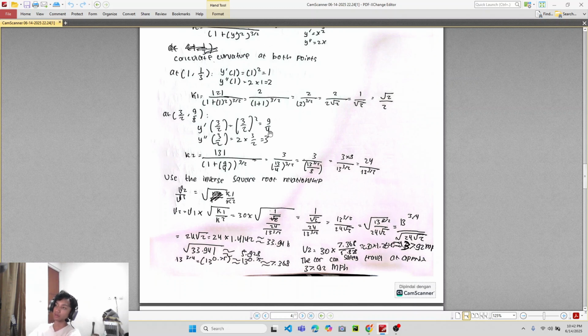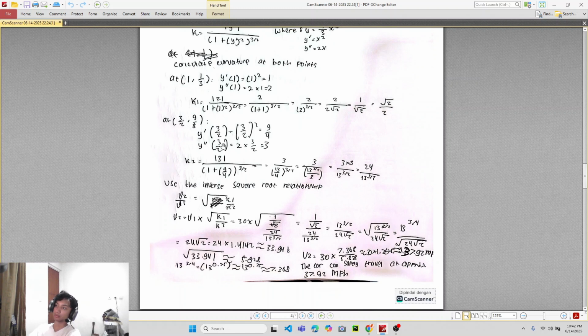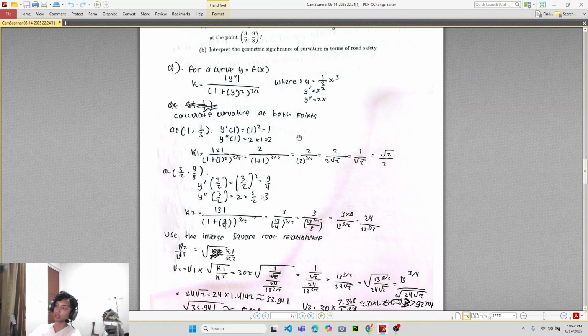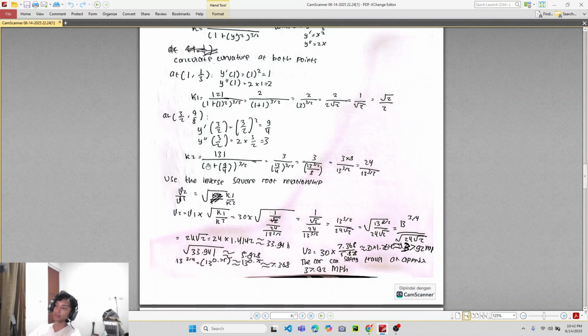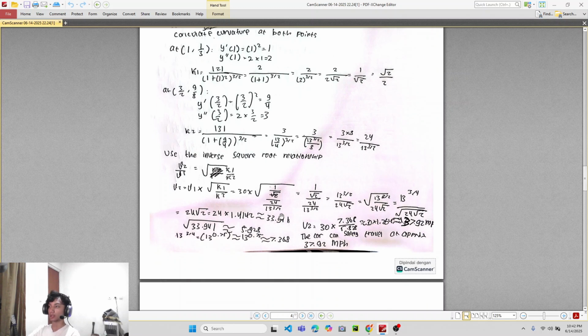Now at (3/2, 9/8), we just plug in the same again, we get 9 over 4 for y', and plug in the same for the second derivative, and then it will be 2 times 3 over 2, it will be 3. K2 is 3 over (1 plus 9 over 4) to the power of 3 over 2, and 3 over 13 over 4 to the power of 3 over 2, which is 3 over (13 over 4) to the power of 3 over 2, equals 3 times 8 over 13 to the power of 3 over 2, because this 8 will go here, and then it results in 24 over 13 to the power of 3 over 2.